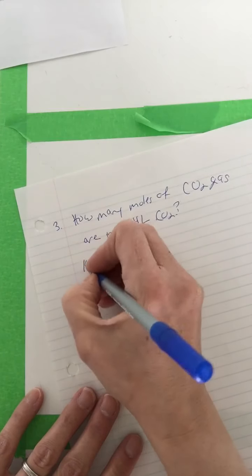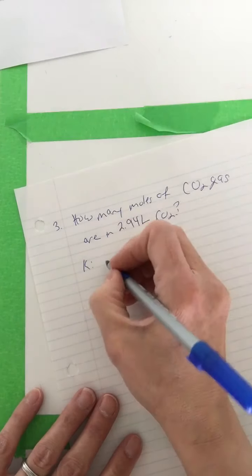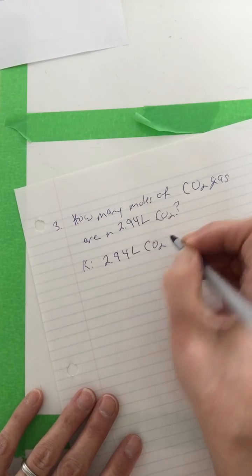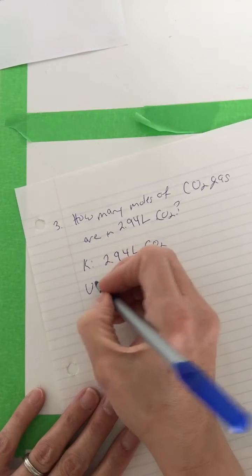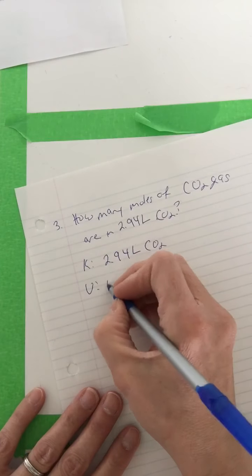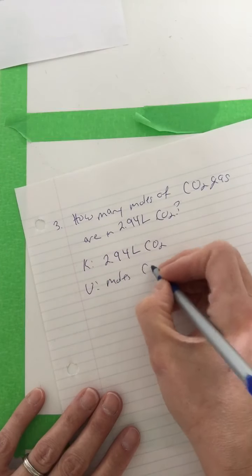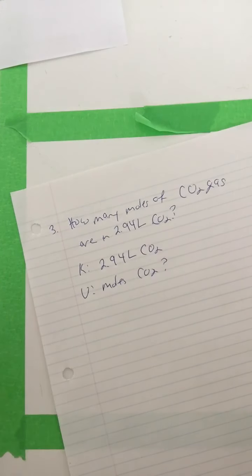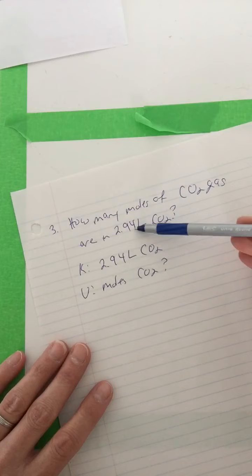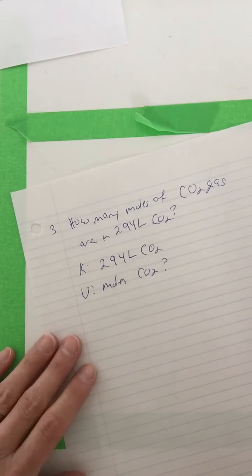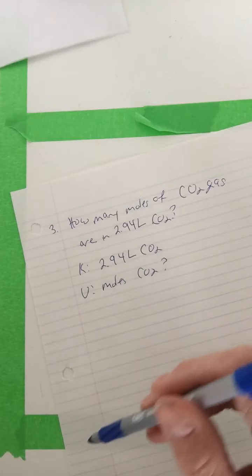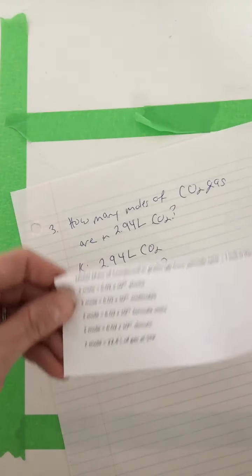So our known they gave us was 2.94 liters of CO2, and our unknown, what are they asking us for, is moles. Moles of CO2. Can you see that? How many moles? That's easy. And then it gave us 2.94. All right, so what conversion am I going to do? I'm trying to go from liters to moles. Do I have any bunk bed pairs or conversion factors that'll let me do that?